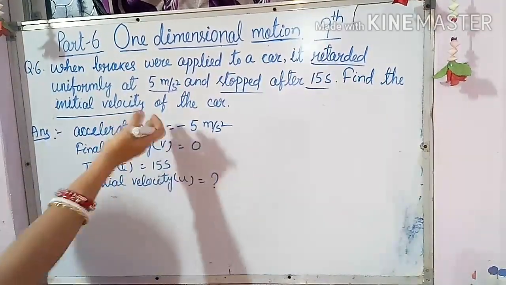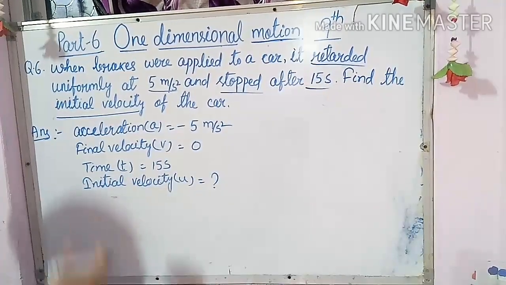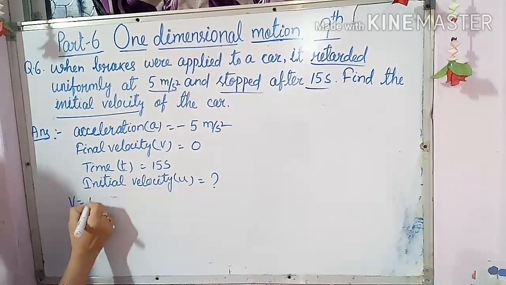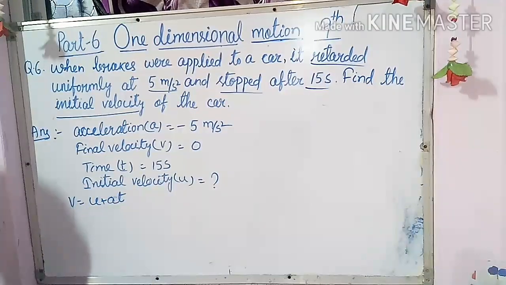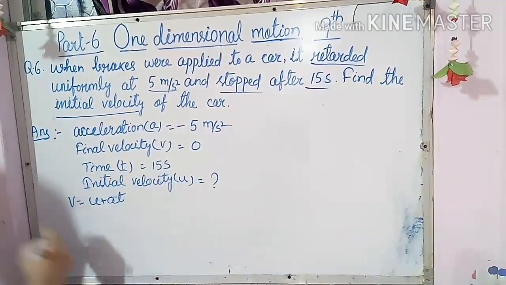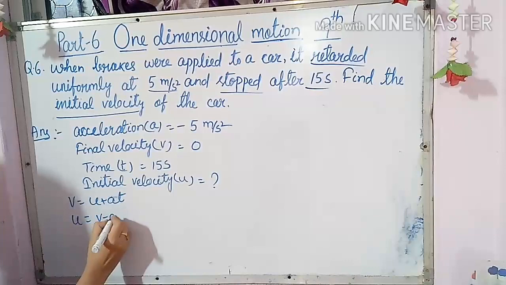Yes, v, u, a, t is given. Then go for the first equation: v equal to u plus at. v equal to u plus at. Now from this you need u. You just see: u equal to v minus at.